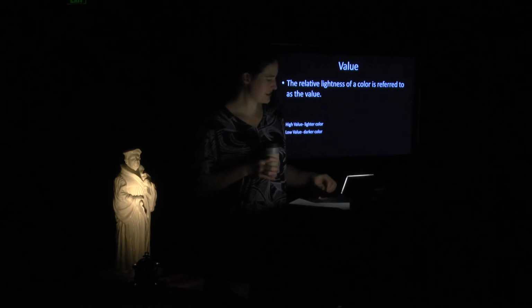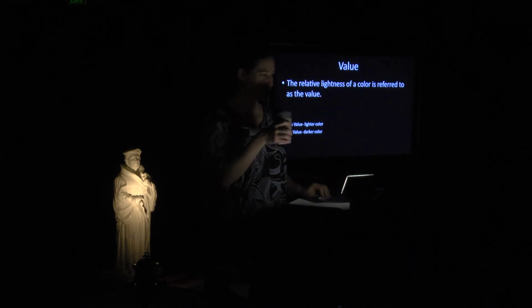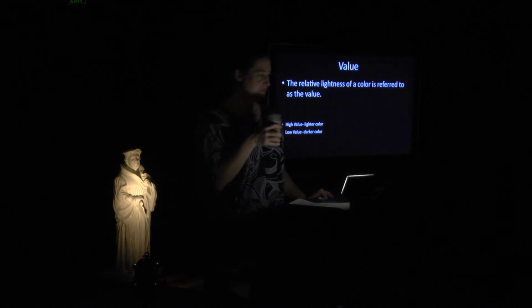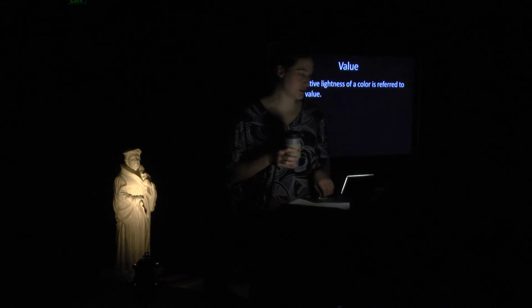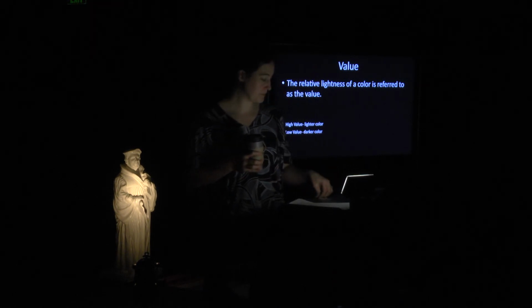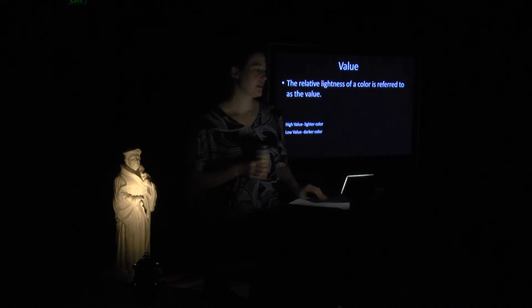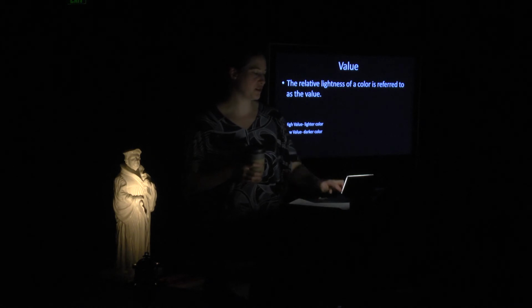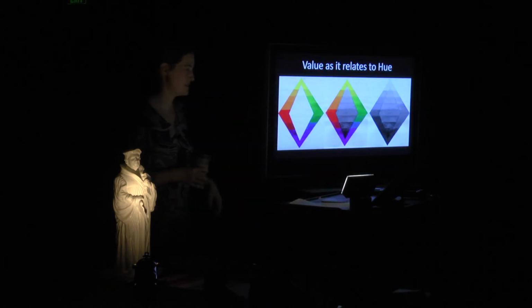The next term is value. Sorry, did I skip over tint? No, I think it's after value. Yeah, you're right, different order. Value, the relative lightness of a color, is referred to as the value. So a high value is a lighter color, and a low value is a darker color. This is hard for people to wrap their minds around because the high value term just doesn't work with a lot of people's brains. It just takes some practice.